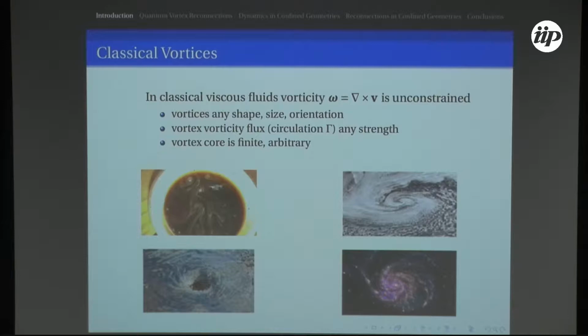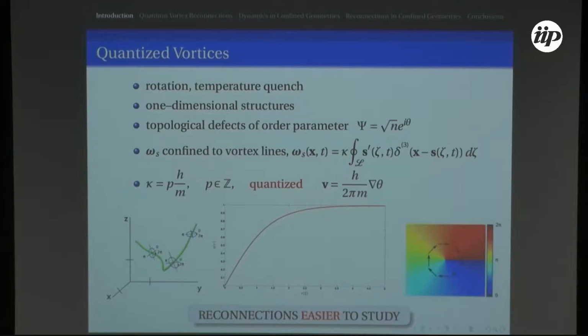As has been said previously, things are quite different for quantum vortices. I'll go very quickly. Quantum vortices can be created by rotation or by temperature quench, the Kibble-Zurek mechanism that Davide was mentioning today before. Here the vortices are topological defects of the order parameter of the system, and so the vorticity, as Mark was telling yesterday, is a distribution. It is a delta function centered on the vortex lines, around which the circulation is quantized.